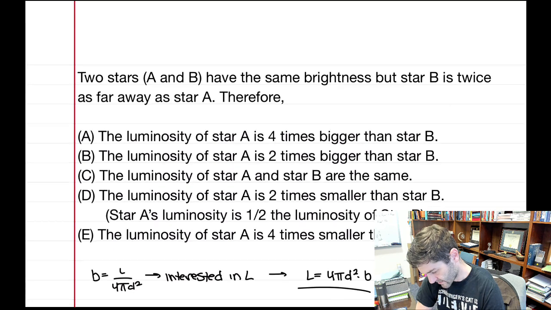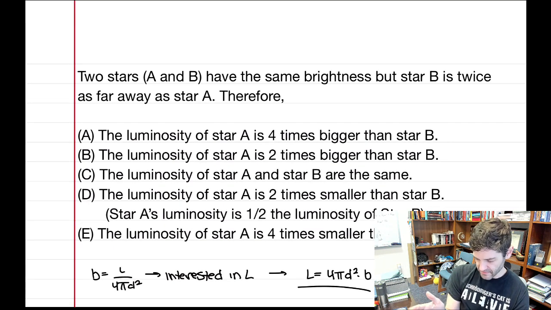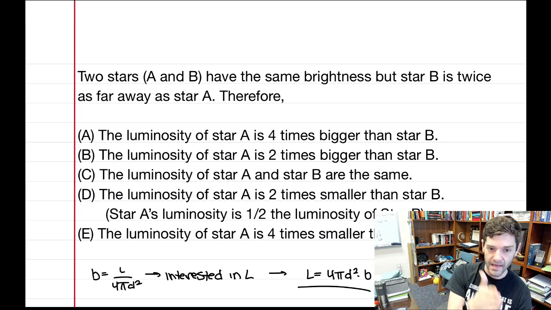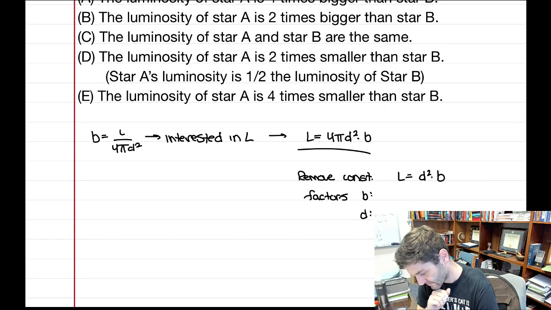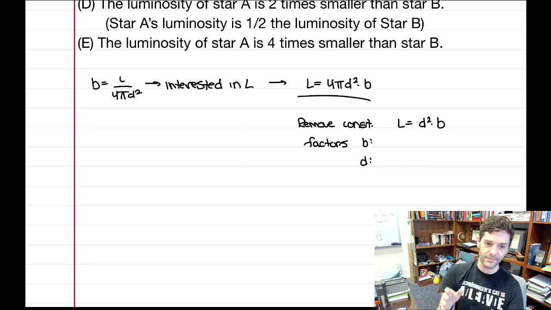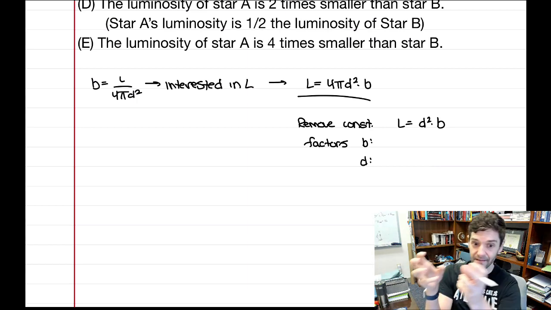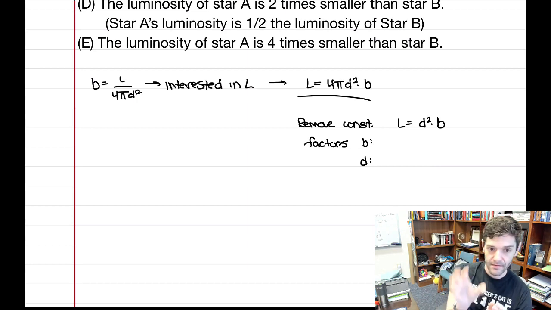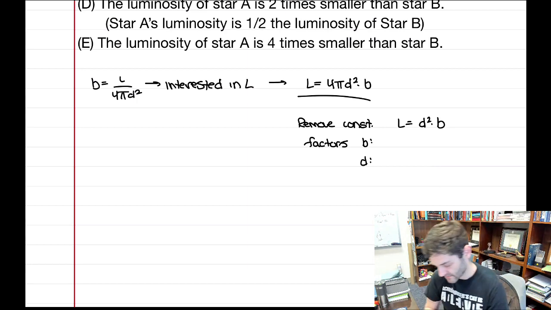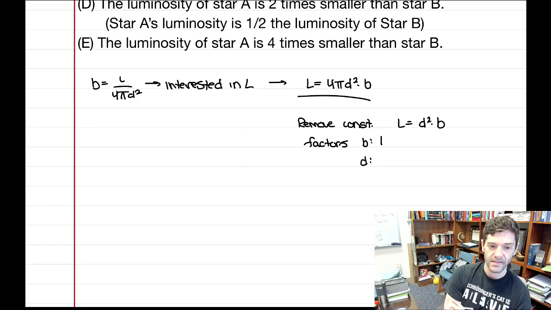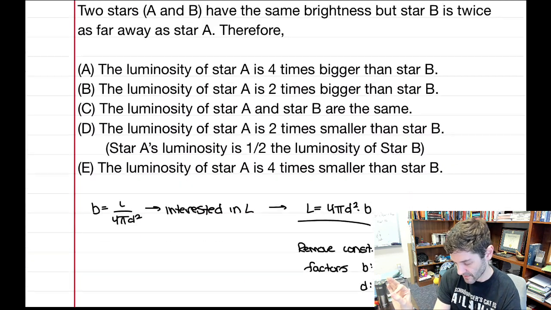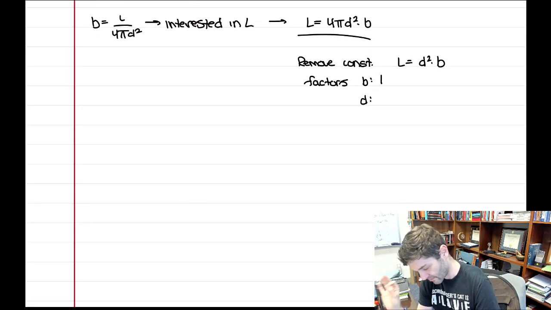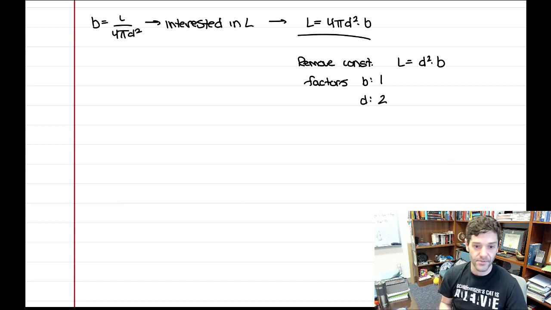And if I go back up, it seems like the two stars have the same brightness, but star B is twice as far away. So maybe the comparison I will do here is A to B. In terms of the brightness, going from star A to star B, the brightness does not change. It says it has the same brightness. So then this is just 1. But in going from star A to star B, star B is twice as far away. So going from A to B, the distance doubles. It's a factor of 2.